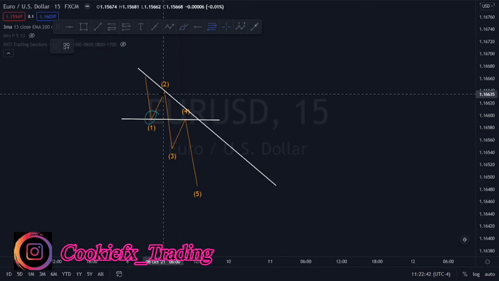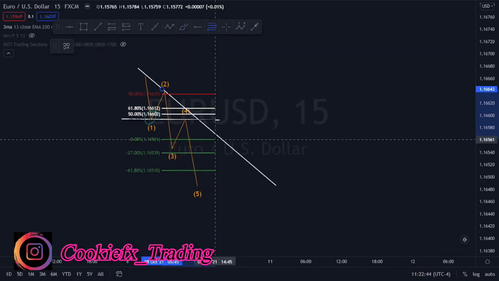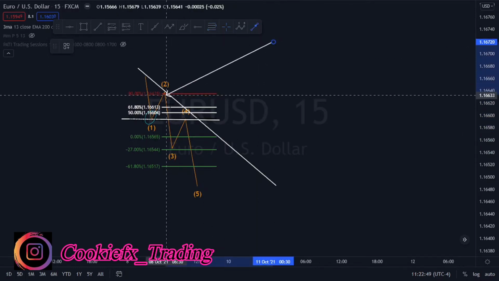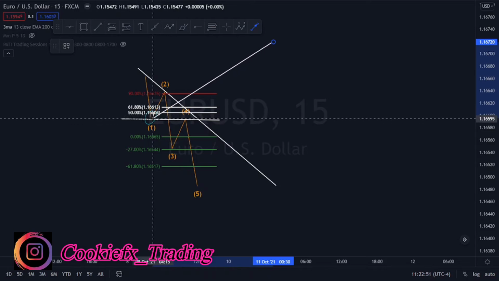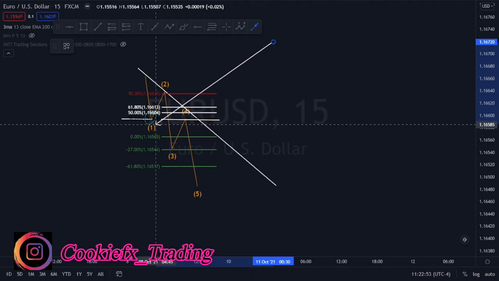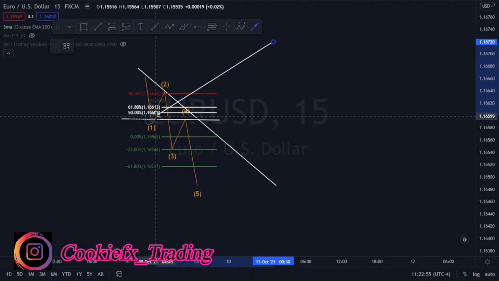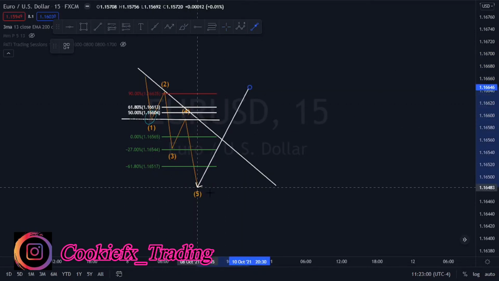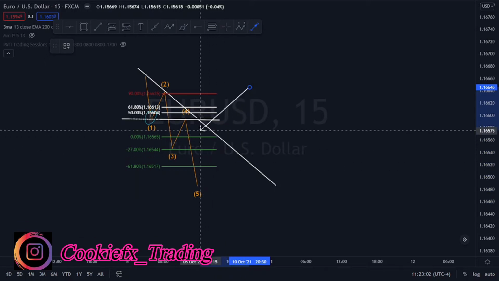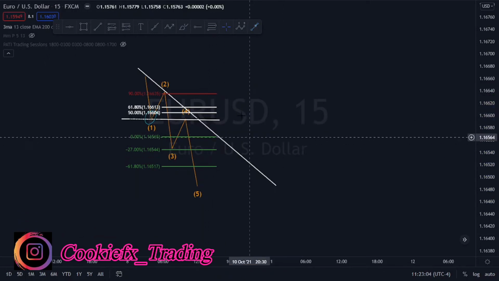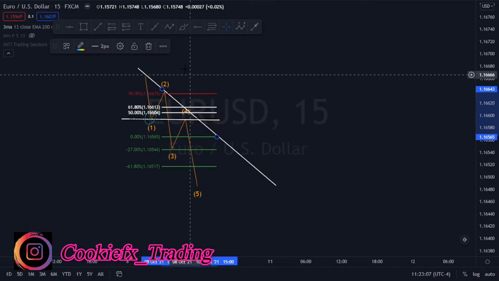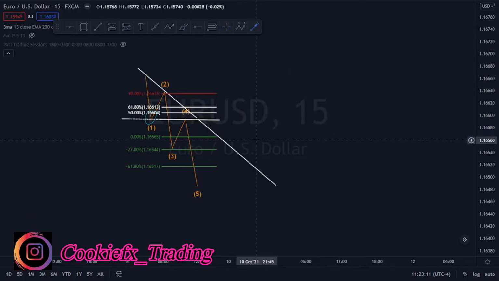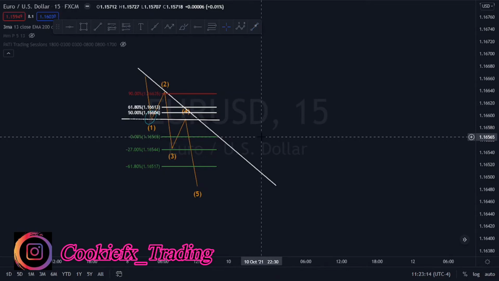You wait for the pullback from point 2 to point 3. That's where, from point 2 to point 3, is the break of structure to the downside. It's breaking structure of point 1. Remember, points 1, 3, 5, 7, 9, 11, that's where the structure is. It's the exact same thing. And for points 2, 4, 6, 8, 10, that's where you're waiting for the pullback.